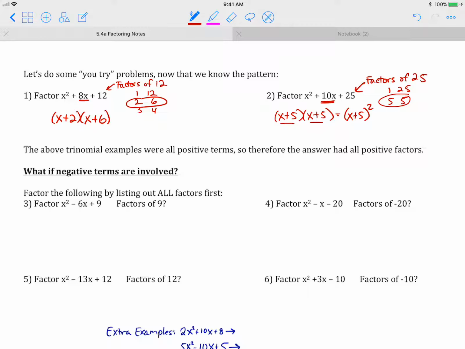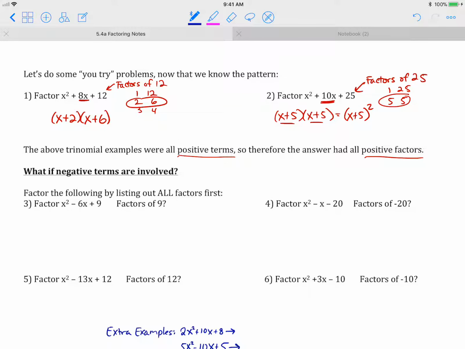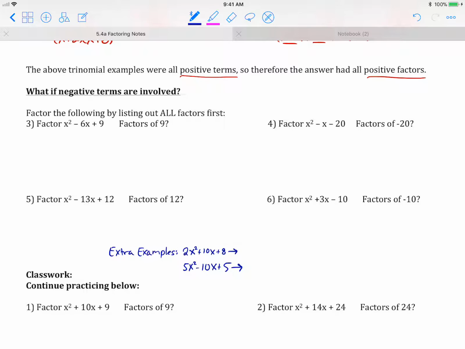Okay? The above trinomial examples were all positive terms, so therefore we had all positive factors. So anytime you have an all positive problem, you have all positive answers. What if negative terms are involved? Okay, what if negative terms are involved? Well, if negative terms are involved, you're just going to have to pay a little more attention to what's going on and to what the factors are.